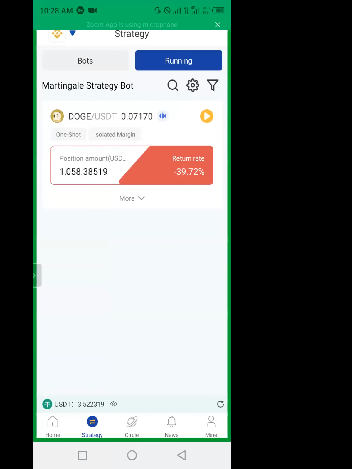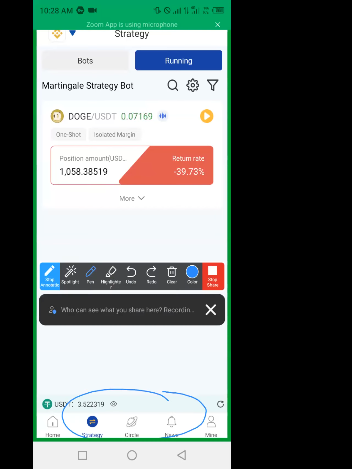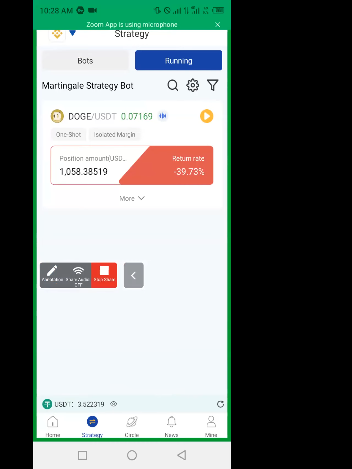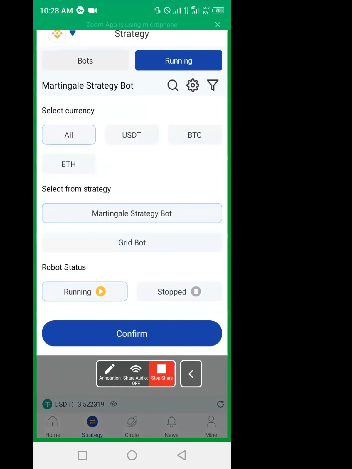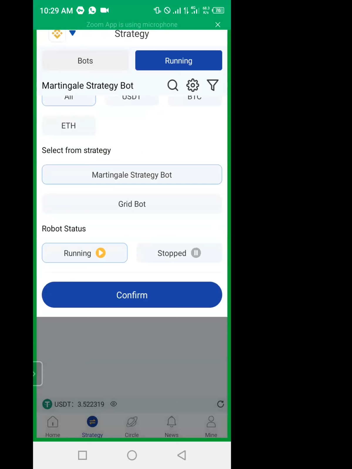And then you can also click on the funnel. When you click on it, you can choose that you are selecting all the coins which are in the Martingale strategy bot, or if you are using the grid bot, then you can choose the grid bot. And then you choose all those ones which are running. You can look at all the status, all the trades that are running, and you can also have those ones which are paused, which are stopped.